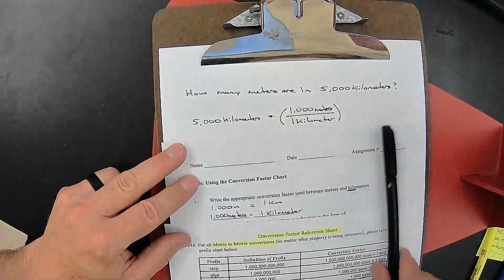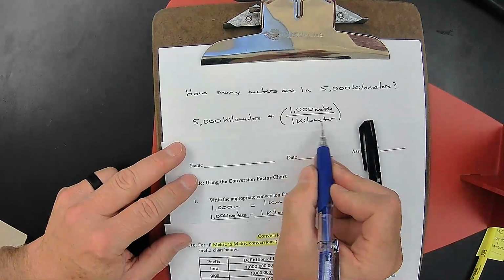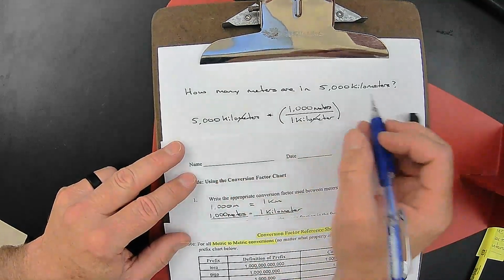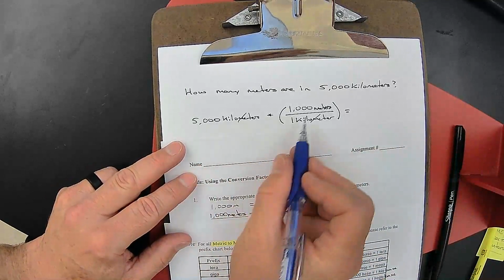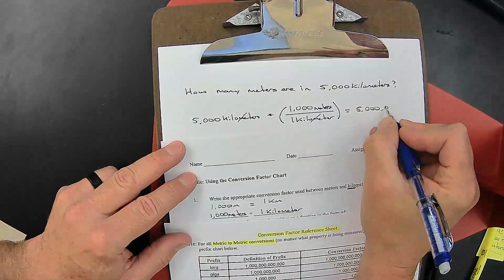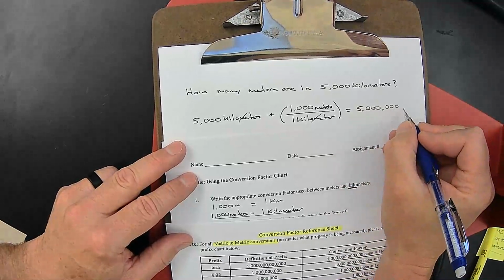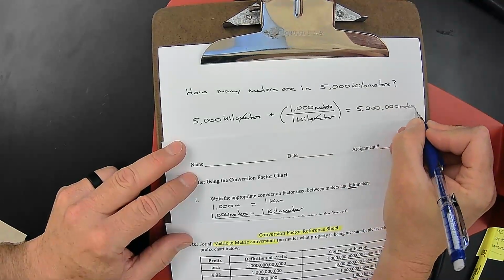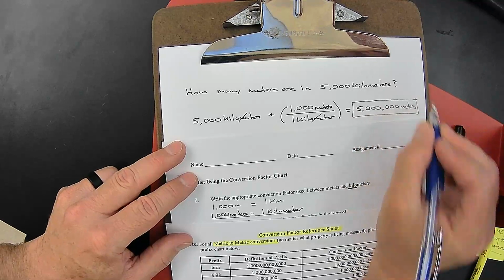What does that allow me to do? The reason I put the kilometers on the bottom is so that I could cross out my units, and I get 5,000 times 1,000, which would be 5 million meters. That would be my answer.